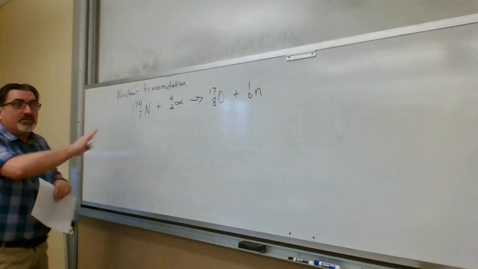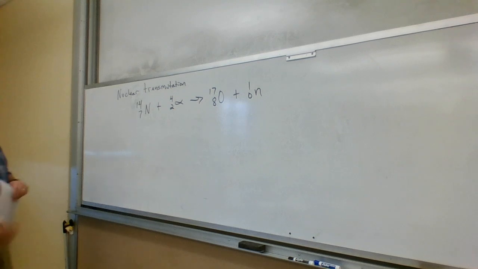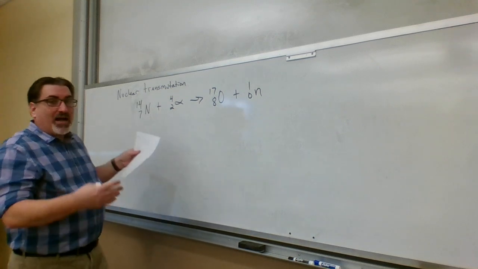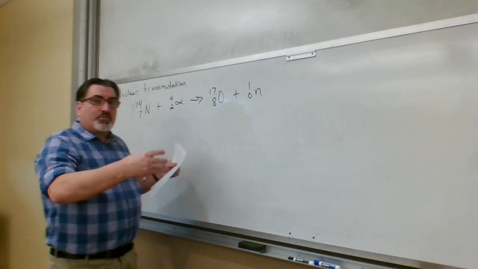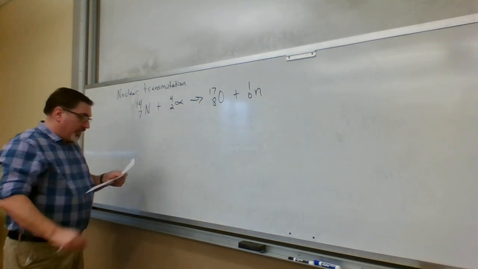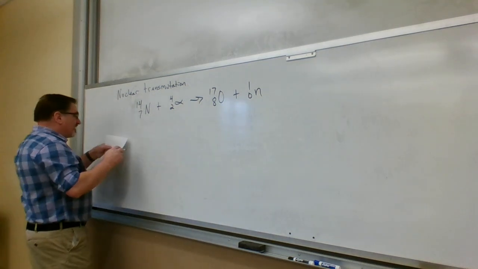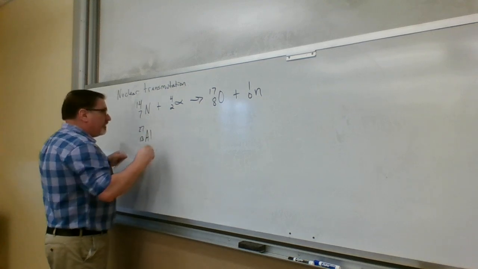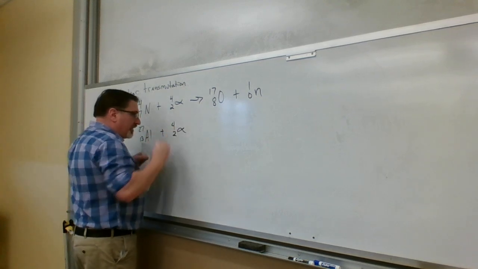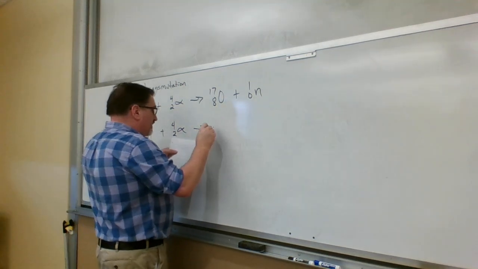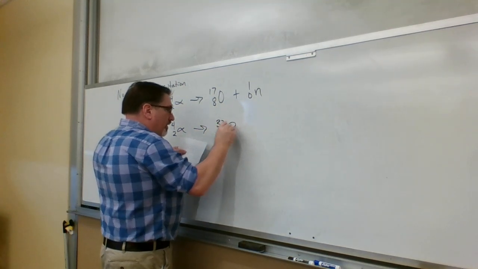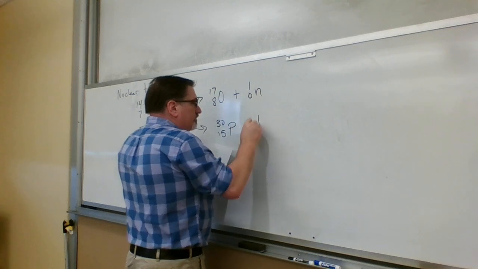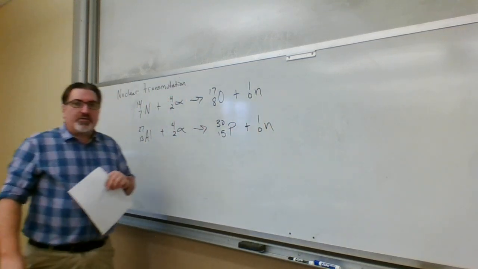Okay, so these equations still balance the same way. They just look a little bit differently because we're not doing a fundamental process. We're doing a laboratory imposed process. So we can take something like 27/13 Al plus alpha particles to produce phosphorus 30. In this case, there's also a leftover neutron.